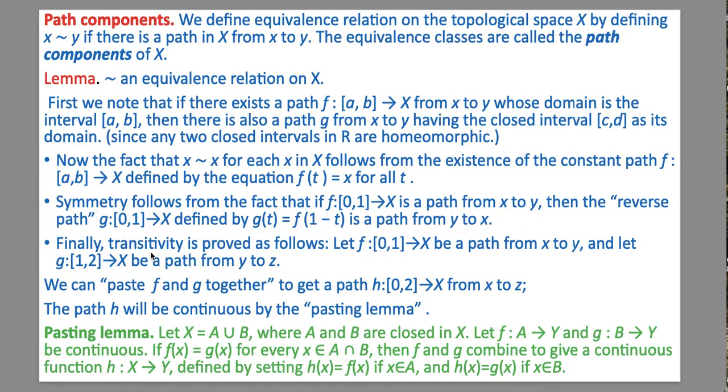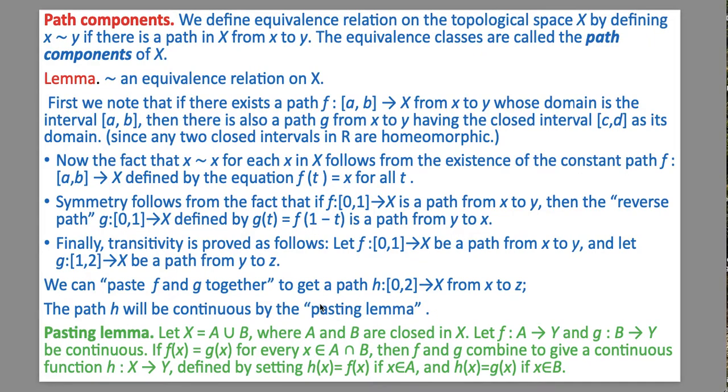It means the relation is symmetric because we can find the reverse path also. Finally, we prove the transitivity of the relation. Suppose f is a path from x to y and g is a path from y to z. Now we can paste f and g together to get a path h from [0, 2] to X, from x to z. The path h will be continuous by the pasting lemma.